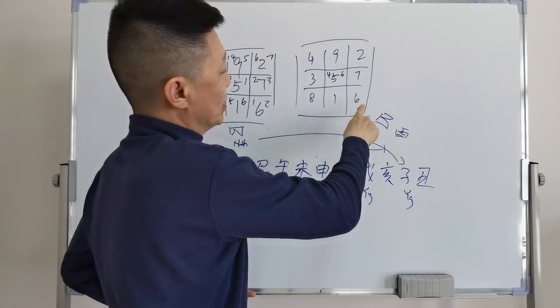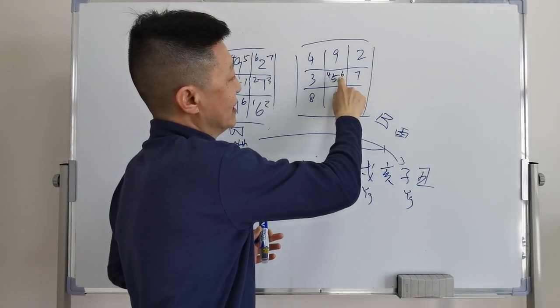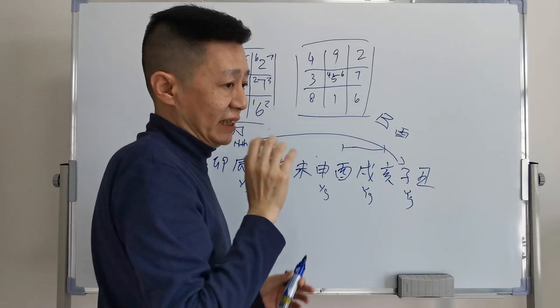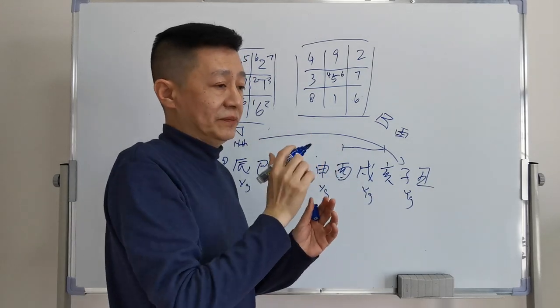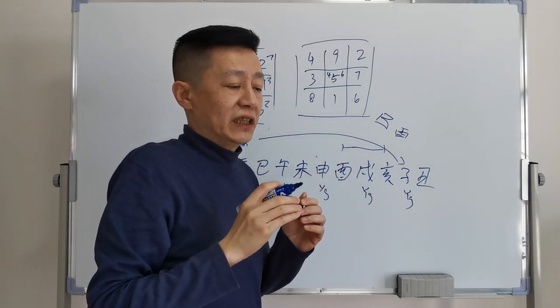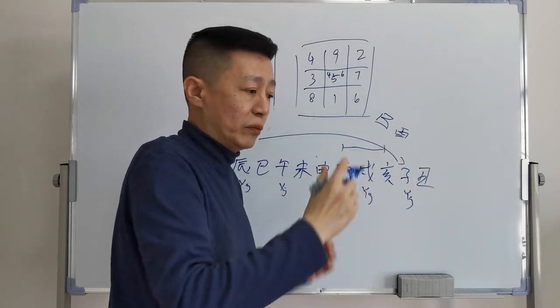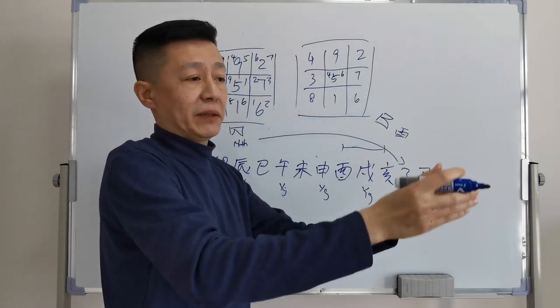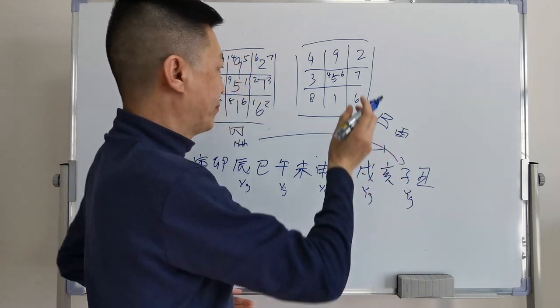Because now the facing is here, so the facing is the water star, and this is the mountain star in the center, right? Because the center is the emptiness, so everything will come out from the emptiness. From empty, it becomes something. That's why the star flies out.